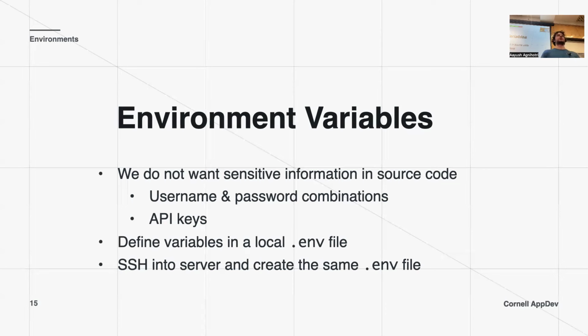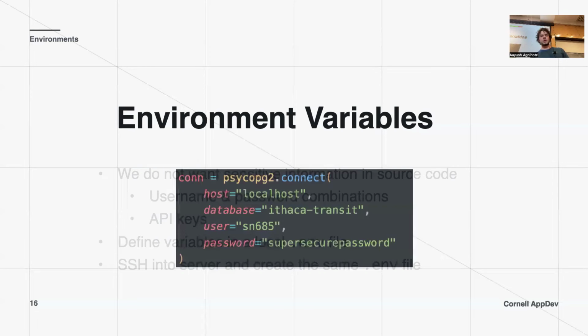So basically what you're doing is you have environmental variables within your local repository. And when you push it onto GitHub, you don't have those environmental variables on GitHub. But in order to actually be able to run your code, you then SSH into the server in which you're running your app, and you include that same environmental variable file. So we're going to show an example here in a second.